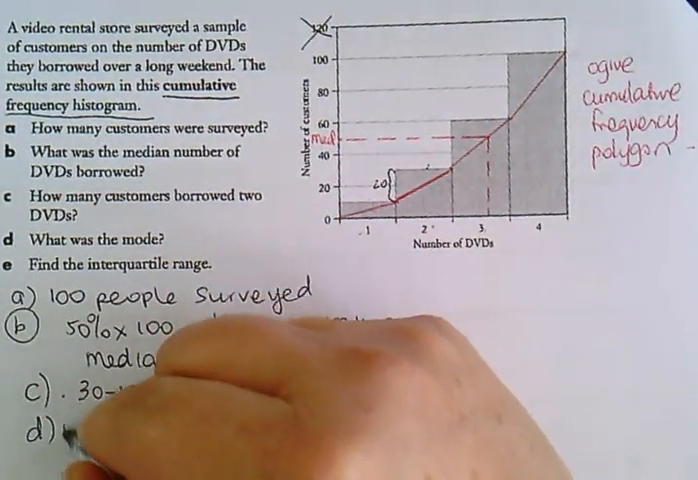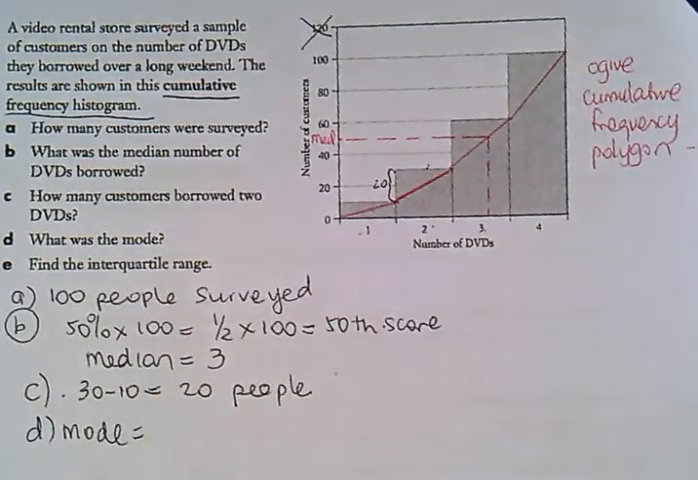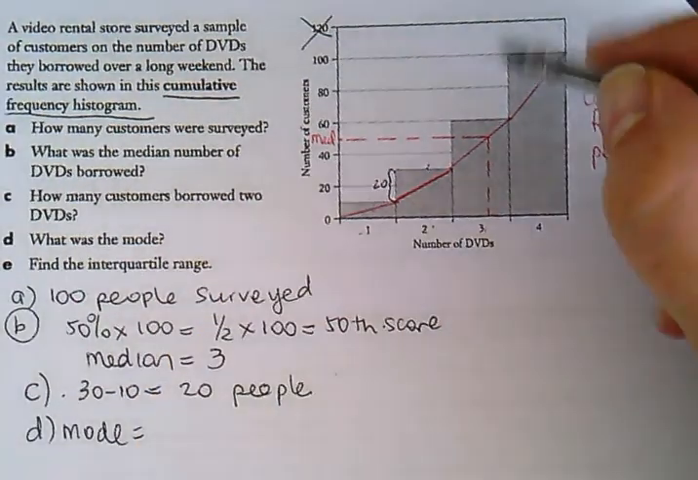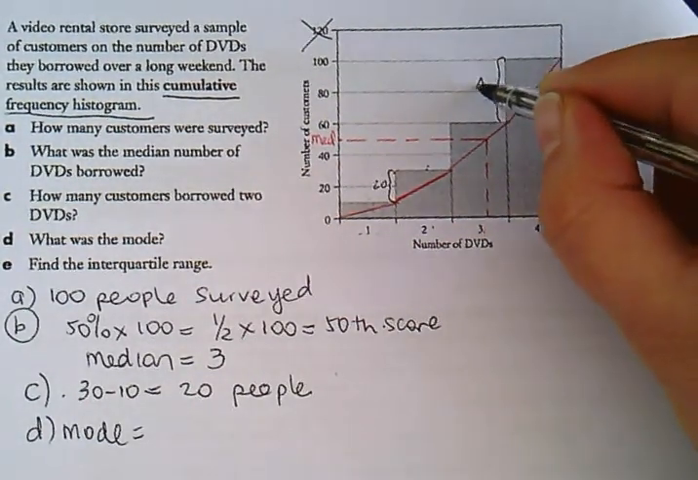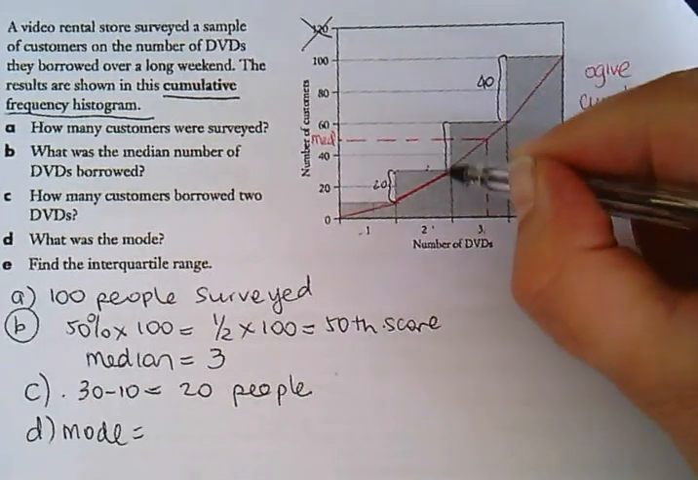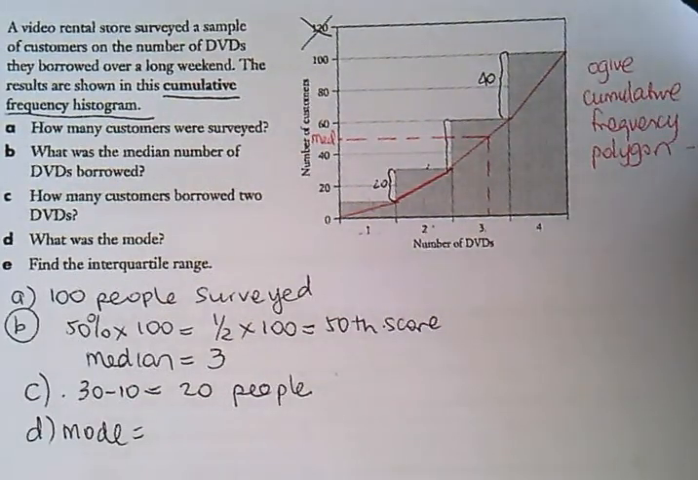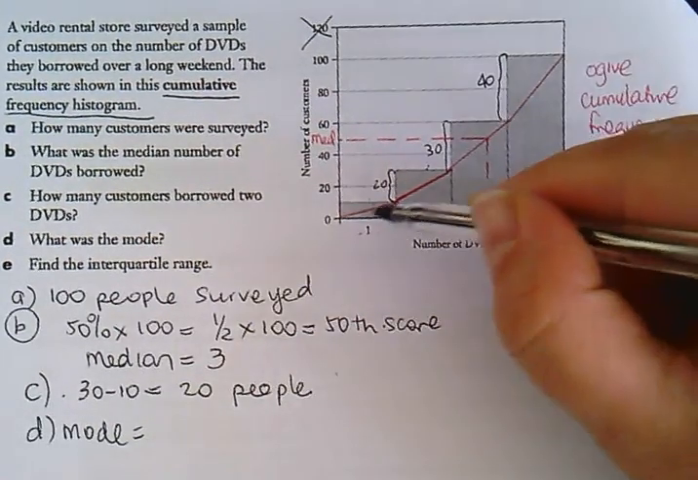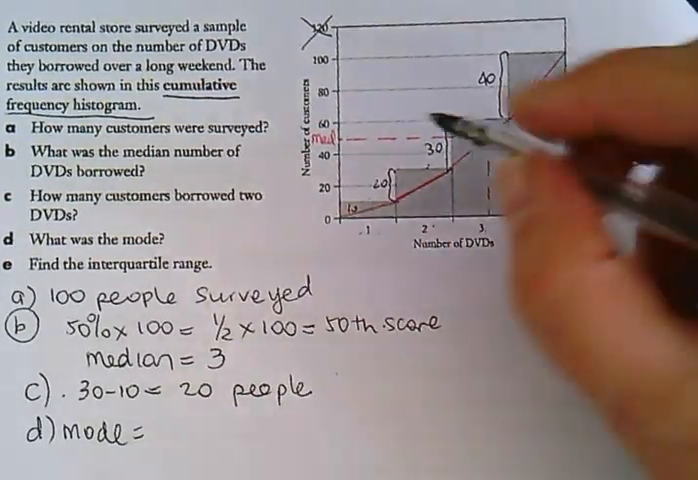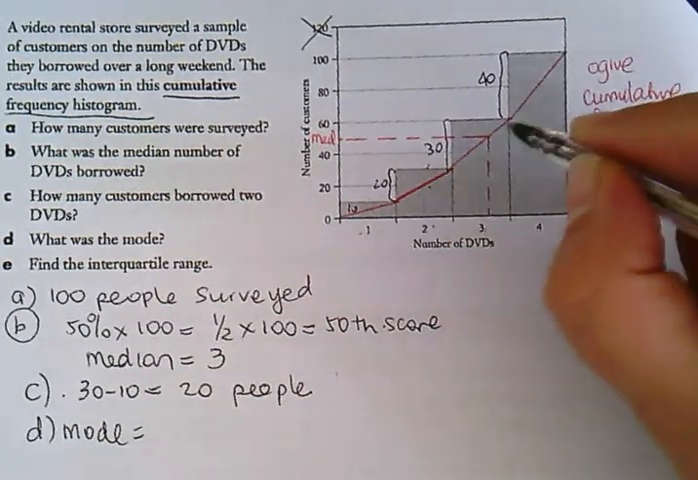The mode, what's the mode? It's the biggest, 4, most occurring. What's this gap? 40. Yes, it's definitely bigger than the rest. Very good, that's all you need to know. That gap is bigger than the rest. This one gap is 30. So this means that 10 people bought 1 DVD, 20 people bought 2.